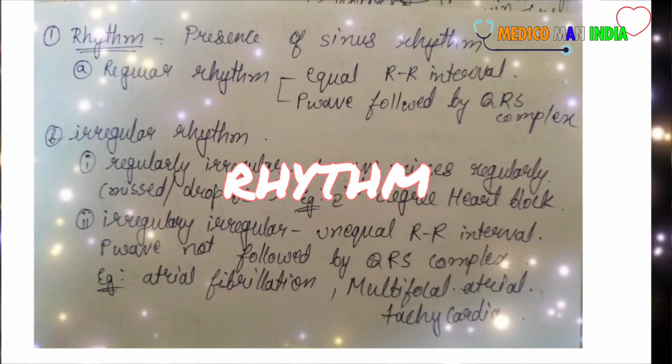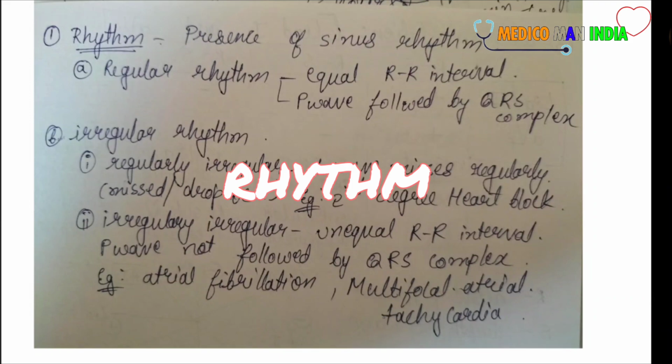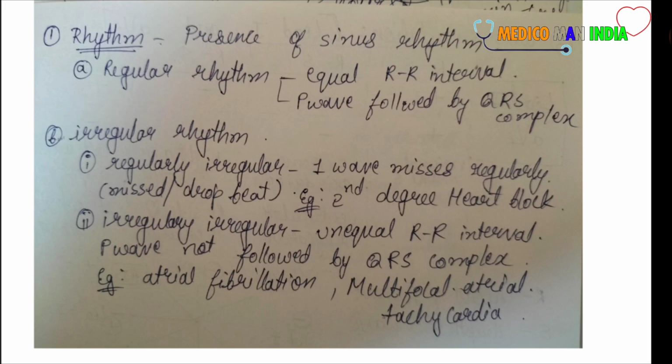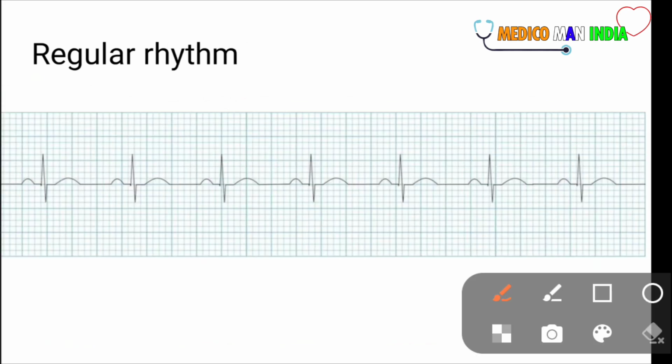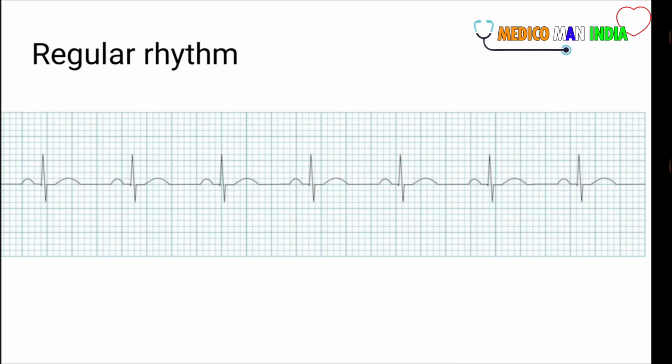Rhythm is also known as sinus rhythm. Rhythm is the presence of sinus rhythm. What is sinus rhythm? Sinus rhythm is nothing but the P wave being followed by the QRS complex. You know a normal ECG. See, here is the P wave. This is a P wave. The P wave should be followed by this QRS complex, and this is a T wave. Okay, the P wave should be followed by the QRS complex.